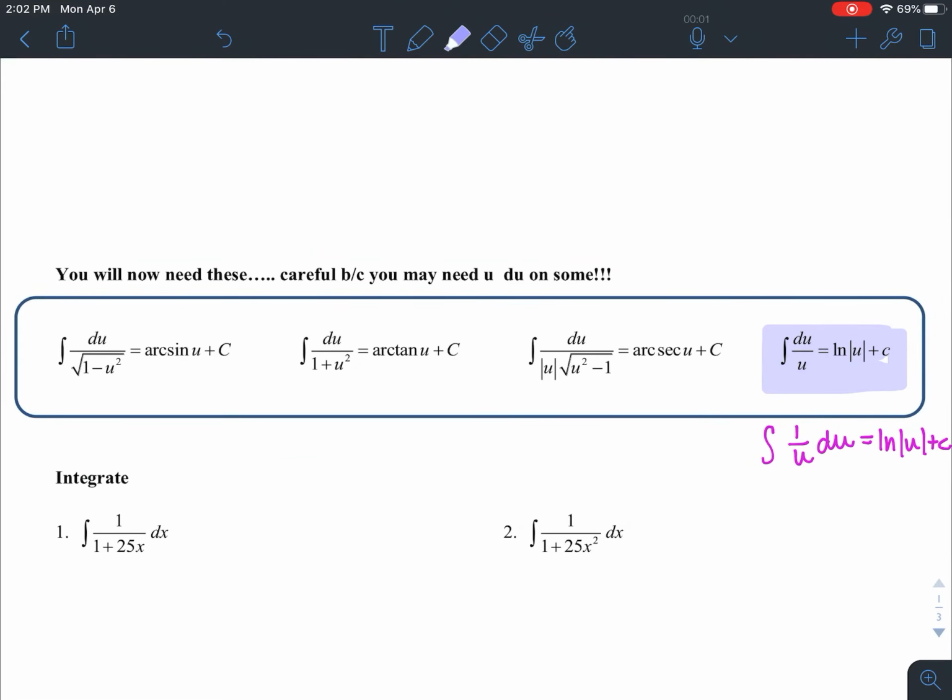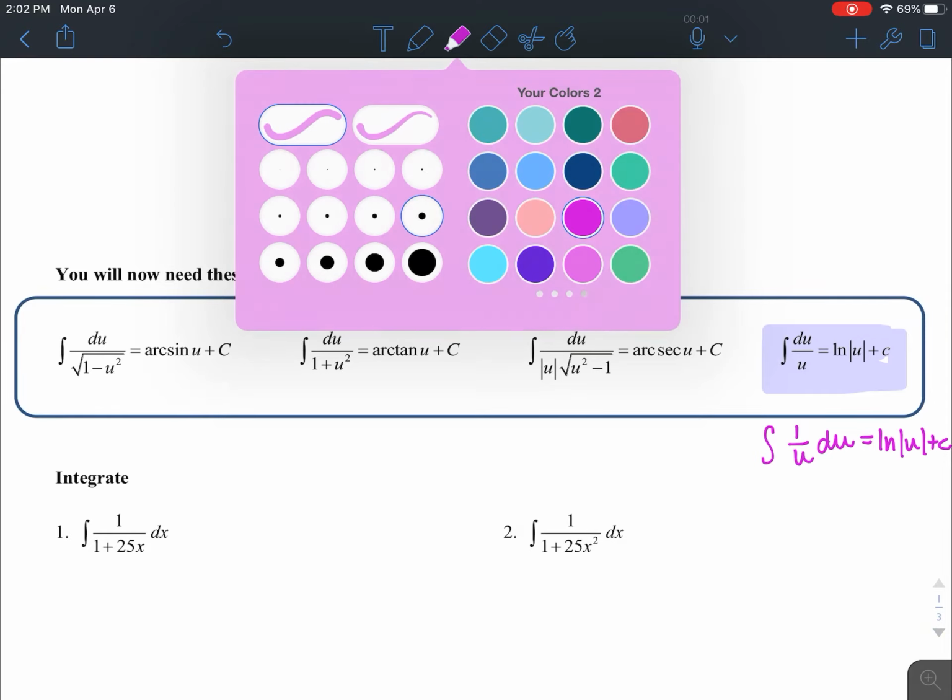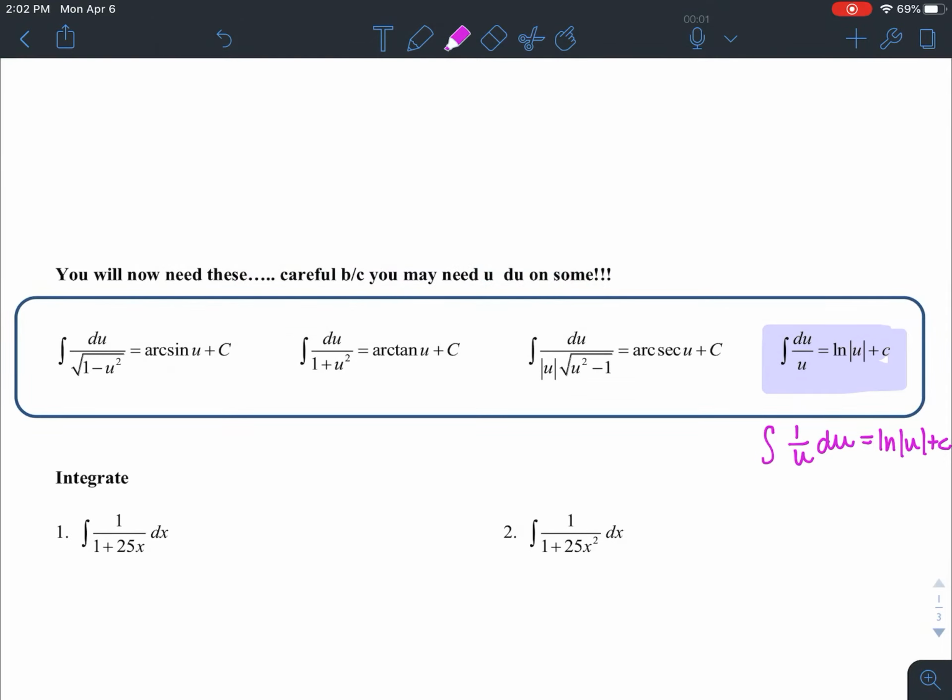Now, usually we would have to memorize it, but welcome to our future, and it is all open note all the time. So, Merry Christmas to all of you. All right, so we're going to take these.